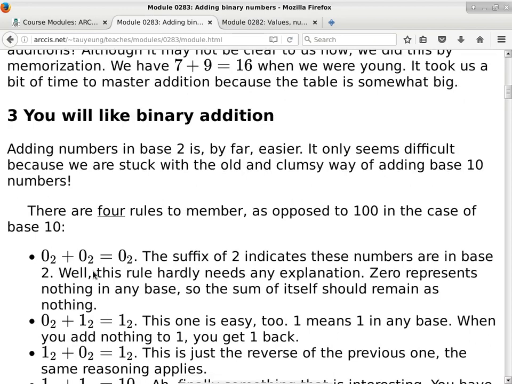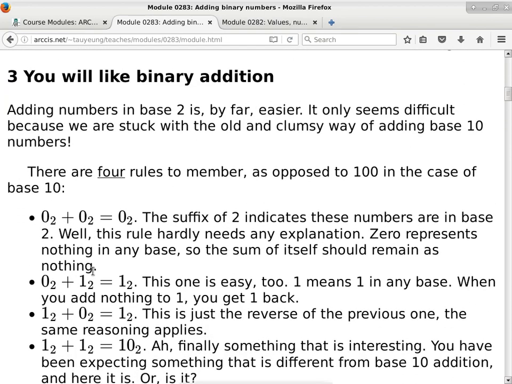So the question is, what is it going to look like when we are switching to binary? In other words, all numbers can only have zeros and ones. What happens to the addition table?